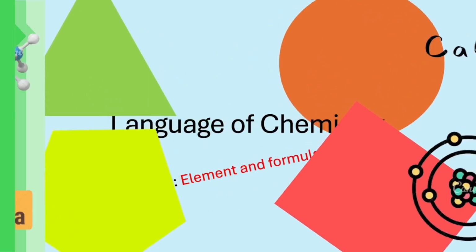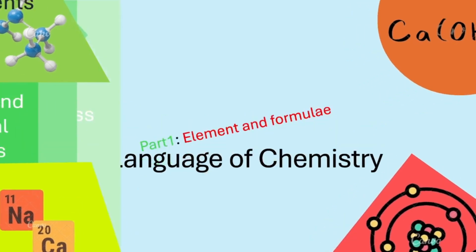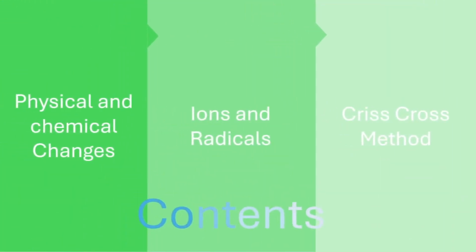Hello everyone, today we will be talking about an important chapter in the language of chemistry. In this video we'll be only discussing elements and formulae. In the contents, we will be learning about physical and chemical changes, ions and radicals, and the crisscross method.